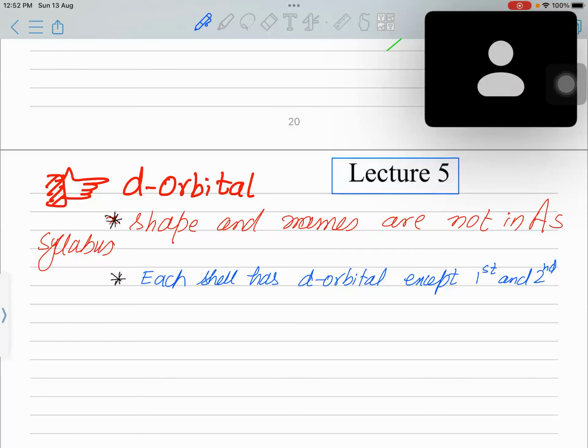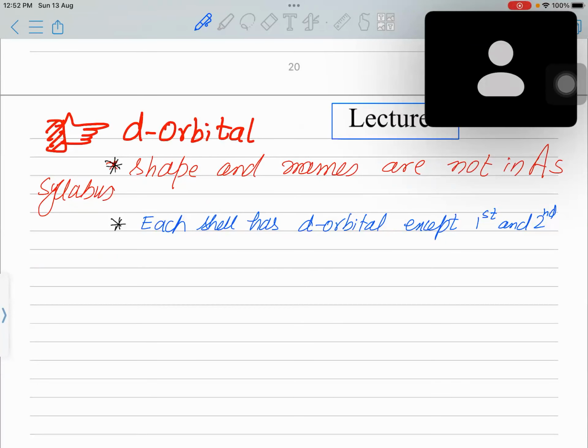So, the d orbital. Shape and names are not in the AS syllabus. Each shell has a d orbital except the first and second, right?